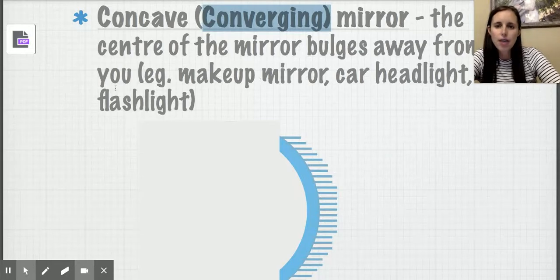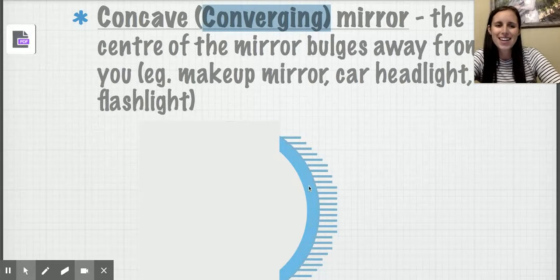So for a concave or a converging mirror, you can see the center of the mirror, which is here, is going to bulge away from you. If you picture yourself standing on this side of the mirror, the center of the mirror is curving away from you. If you've taken a really good look at a car headlight, it uses a concave or converging mirror. It bulges away from you.